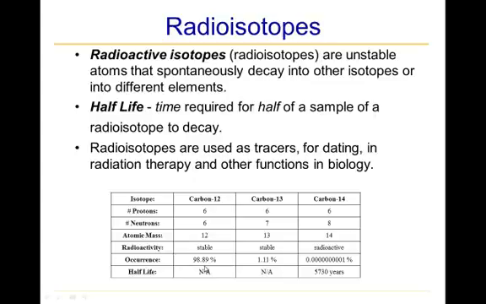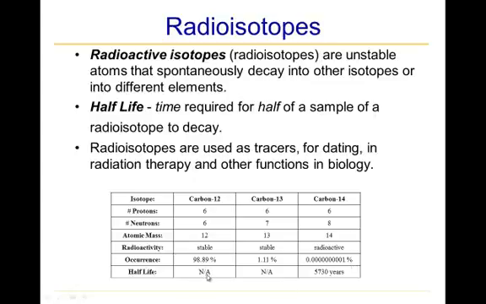98.89% of carbon in the world and in living things is carbon-12. 1.11%, which you will note adds up to 100%, is carbon-13, and a vanishingly small amount is carbon-14. But the carbon-14 is enough for us to measure. We can look at the half-life.